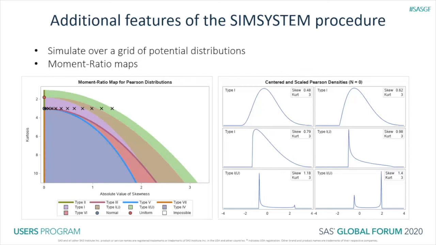You can also see a series of x's moving across that graph. And those x's are represented by the graph on the right side. That's centered and scaled Pearson densities, n equals 0. What's going on in there is I'm changing the value of the skewness, I'm making it larger, but I'm keeping the kurtosis at 3. And you can sort of see what happens. The larger that skewness gets, the more peaked that distribution becomes, and you can see the shape of that distribution.